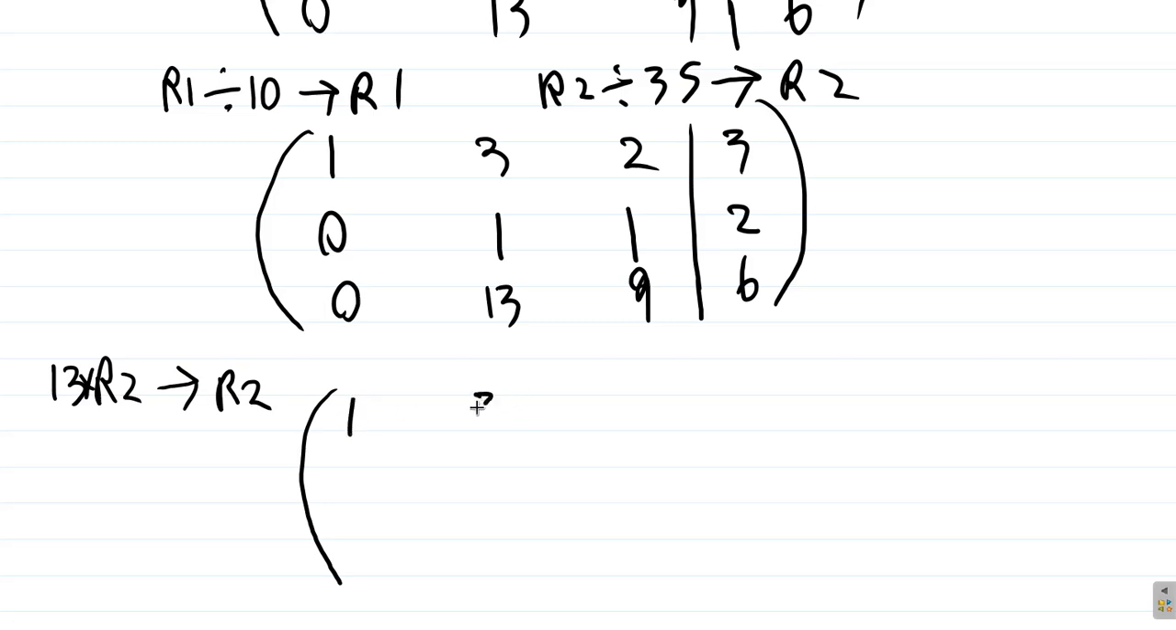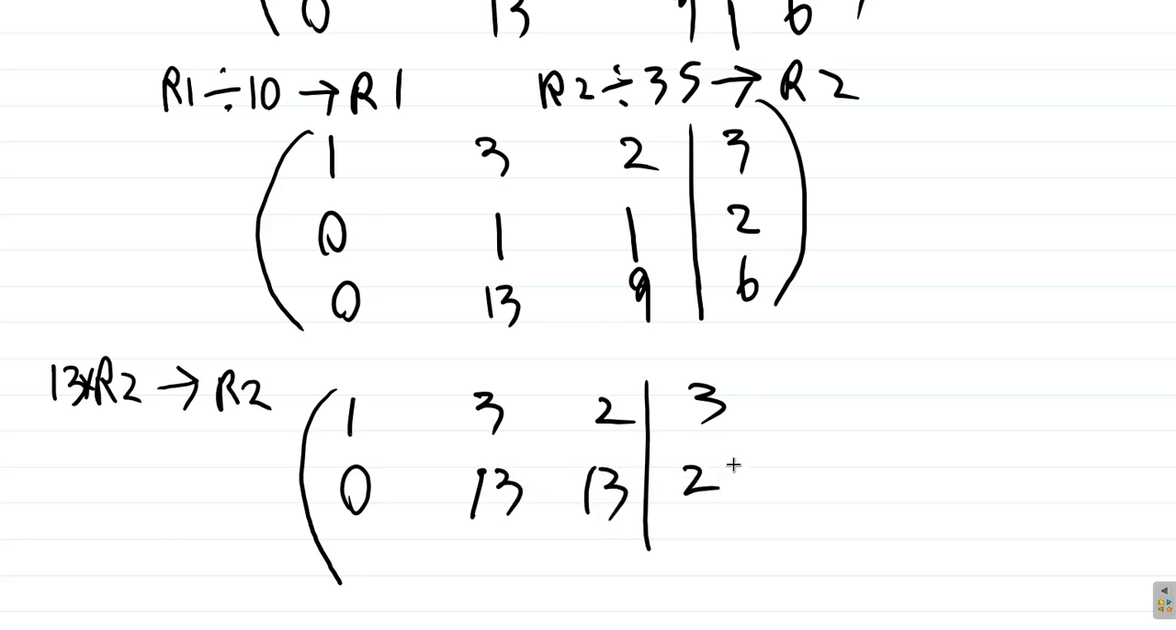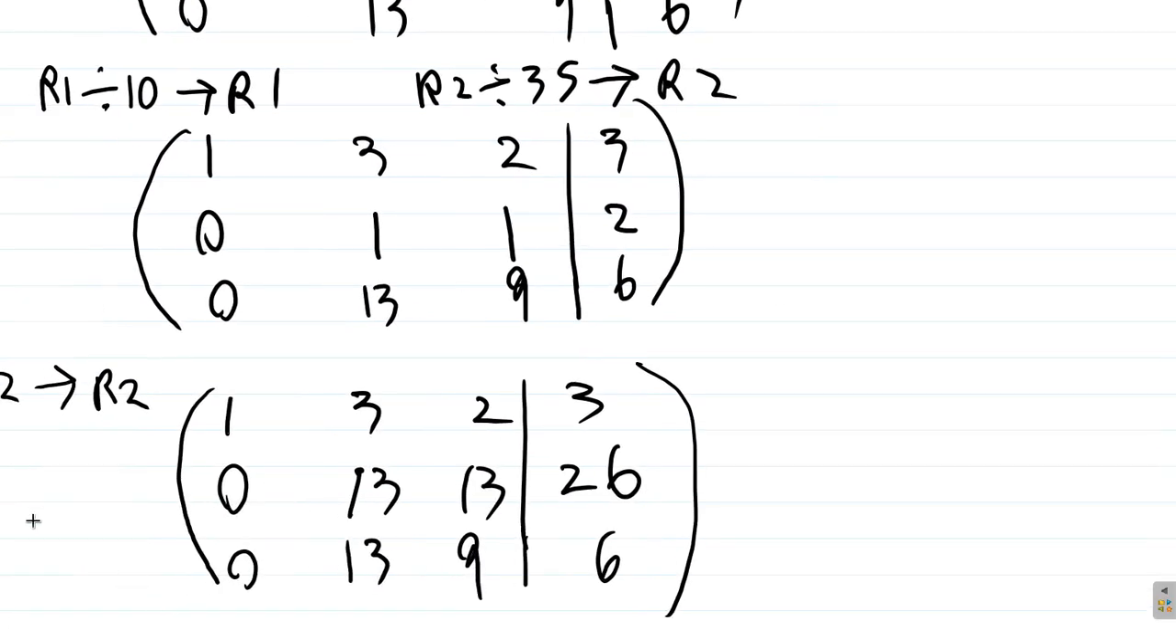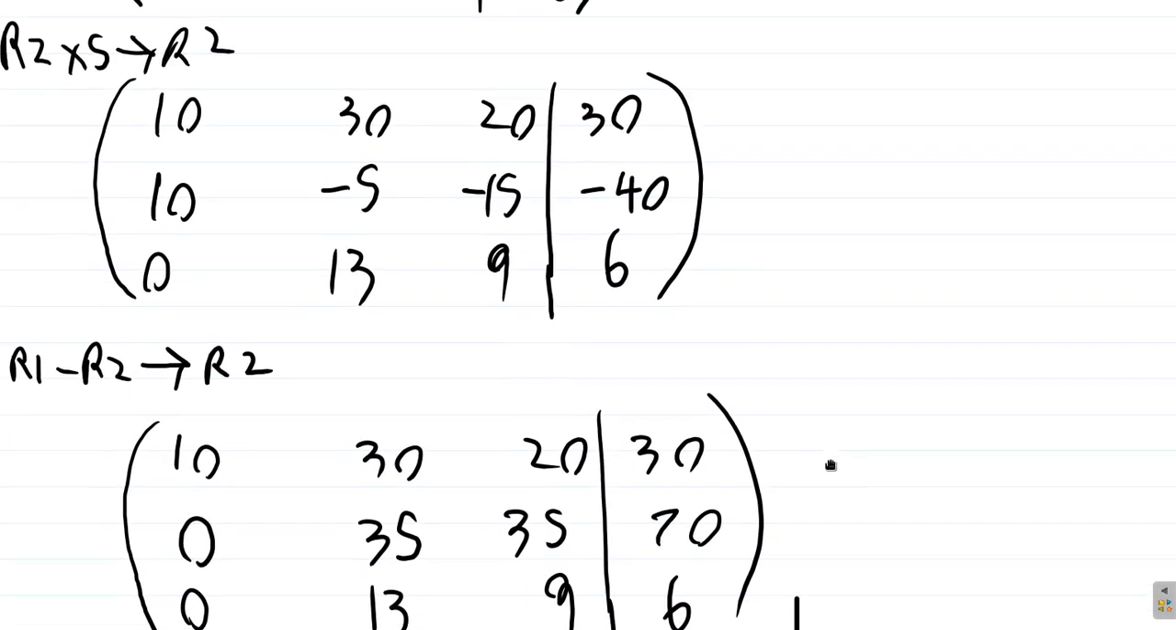So you have 1, 3, 2, 3. 13 times row 2: 13, 0, 0. 13 ones are 13, 13 twos are 26. And then row 3 remains as it is. Okay, now we have run out of scrolling space, so let's draw a line upward and work on the right hand side of that line.